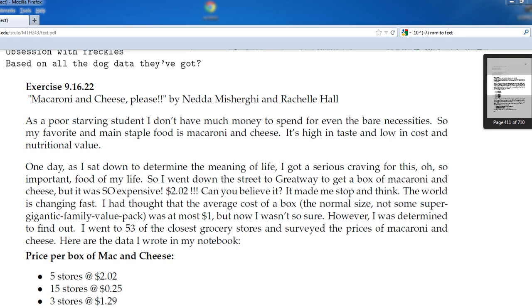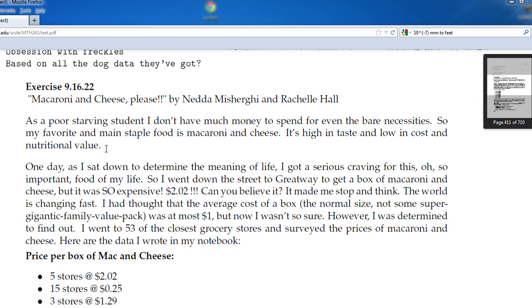It's pretty cute. It talks about a belief about the cost of boxed macaroni and cheese, because they like it because it's cheap and it's high in nutritional value. And I thought, oh, this is cute. So my favorite and main staple food is mac and cheese. It's high in taste and low in cost and nutritional value. I wonder if they meant to say that, low in nutritional value. It's pretty accurate, actually, but whatever.